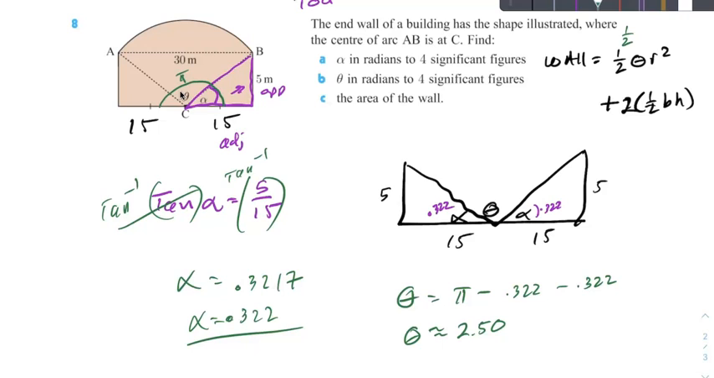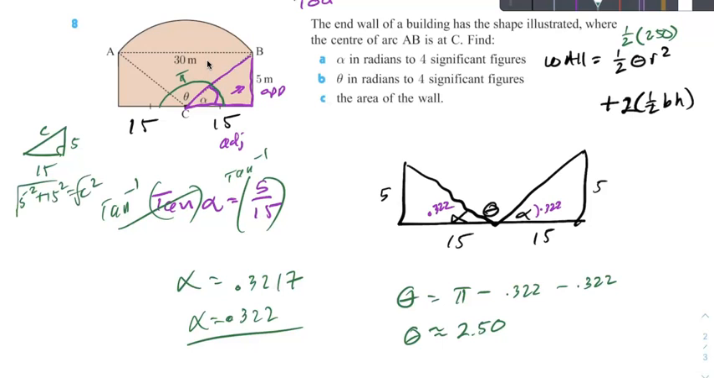Theta, we just figured out, is 2.50. The radius, well, the radius is this guy. It's the radius, which I've not found yet, actually. So how am I going to find that? Well, it's the right triangle, so we're going to do a squared plus b squared equals c squared. I'm going to go 15 and 5, and I've got to find c. So 5 squared plus 15 squared equals c squared.